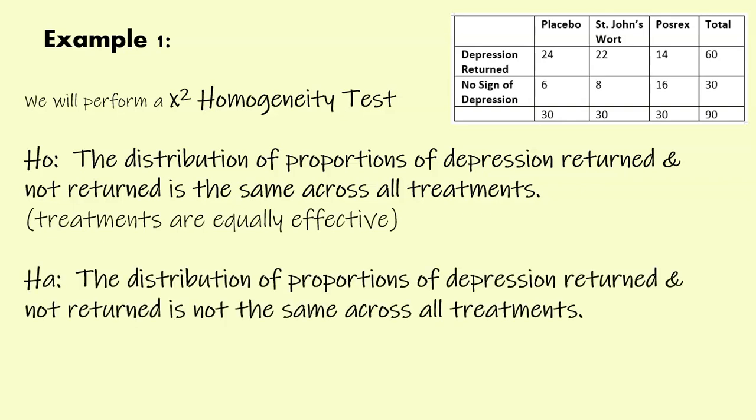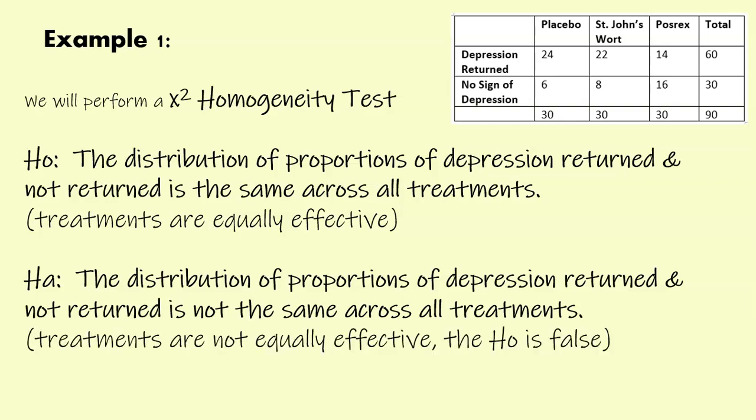And my alternate hypothesis is that the distribution of the proportions of depression returned and not returned, so the proportions of my variable, of my categories here, is not the same across these 3 groups, across all treatments. That's like saying the treatments are not equally effective. We think that the null hypothesis is false. We believe that one of these treatments is probably more effective than others.